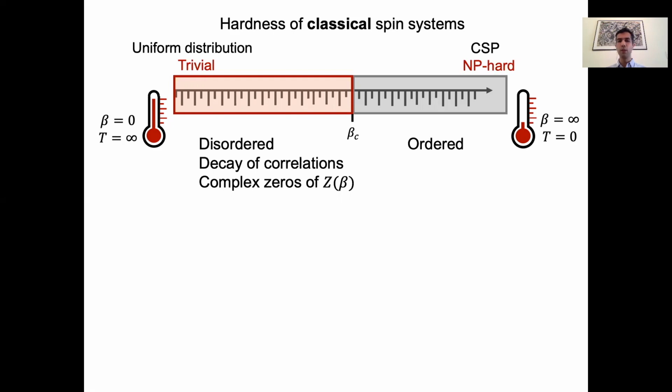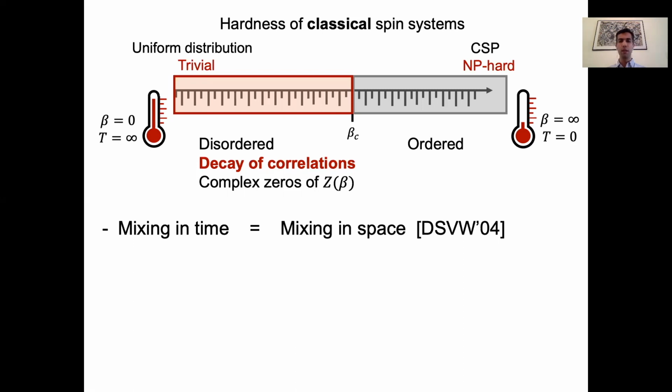This is one way to distinguish these phases. There is also a different method based on the complex zeros of the partition function that I'll describe in detail later. It turns out that the physical phase transition is closely related to the hardness of approximation. And there are various results in this direction, some using the correlation decay and some based on the complex zeros.